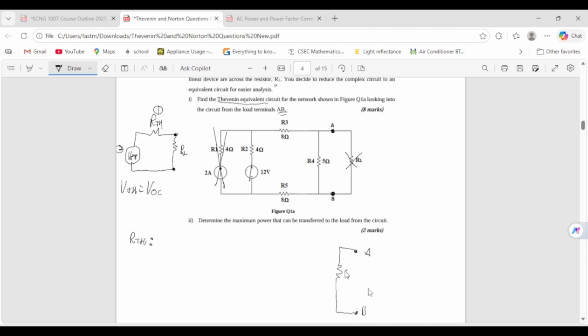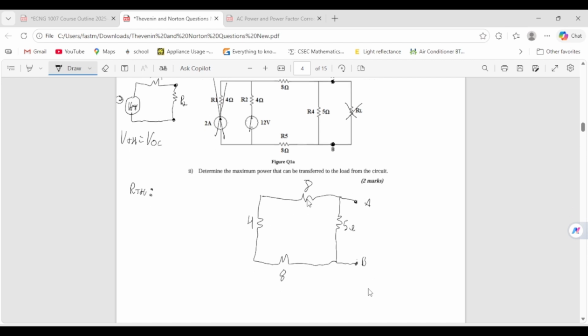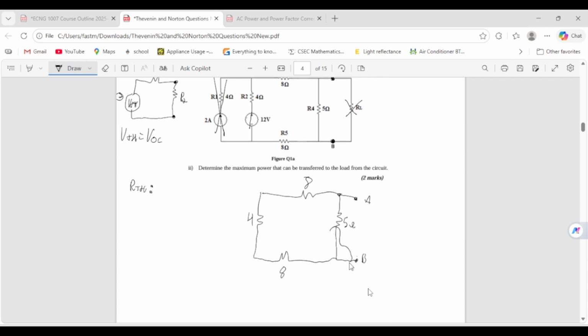a 5 ohm resistor here, then a resistor on top, a resistor going through the short circuit, and a resistor at the bottom. So this is 8, 4, 8, and 5. And probably for this one, if you aren't seeing it, same thing. So I'm gonna do that fast. You have A, B, and this one you call C, and this one you call D.